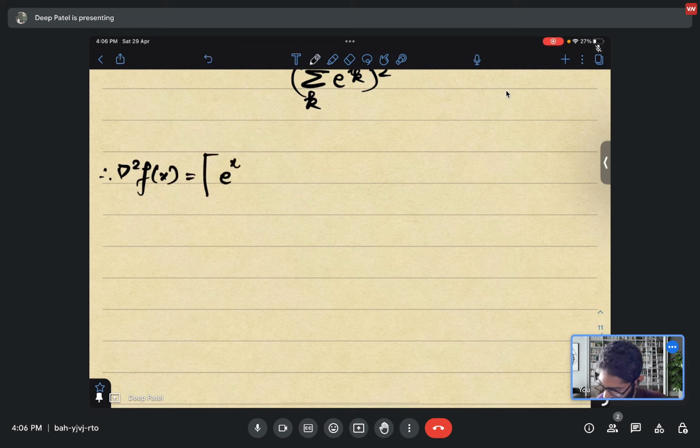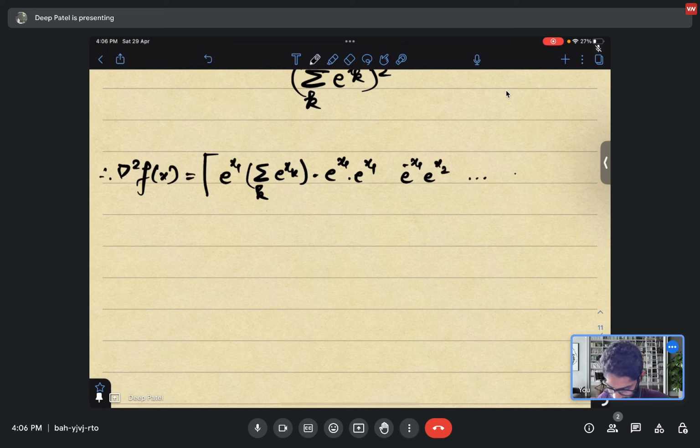So e to the x1, e to the summation k e to the xk minus e to the x1 e to the x1, e to the minus x1 e to the x2, e to the minus e to the x1 e to the xn. I'll just keep on filling these things.